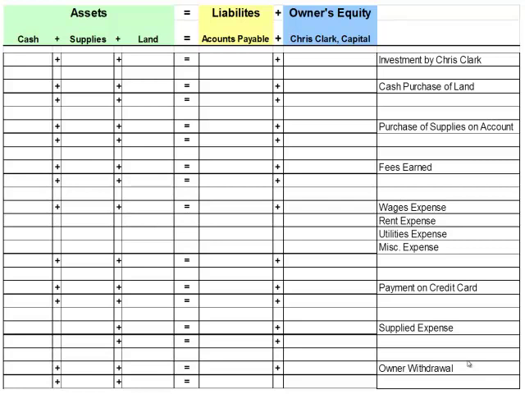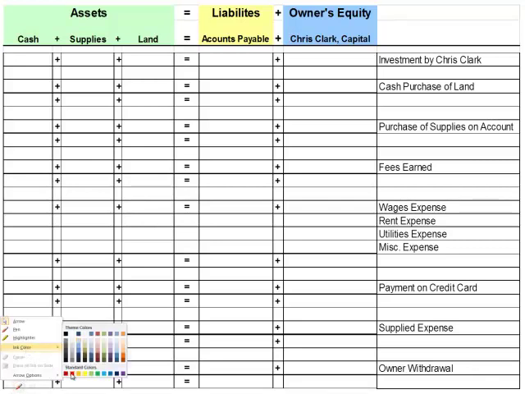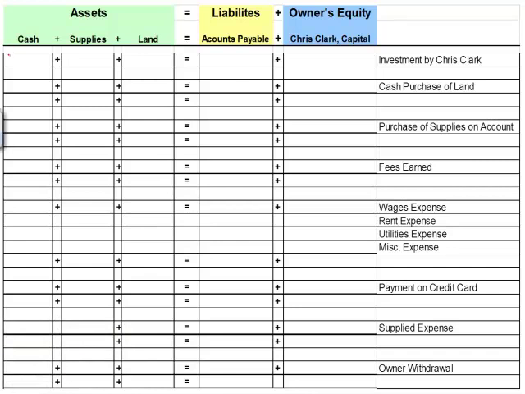So what we're going to do is plug in $25,000 under cash, and we're going to plug in $25,000 under equity. So if we looked at our accounting equation, assets of $25,000 equals liabilities of 0 plus equity of $25,000. So our accounting equation balances.